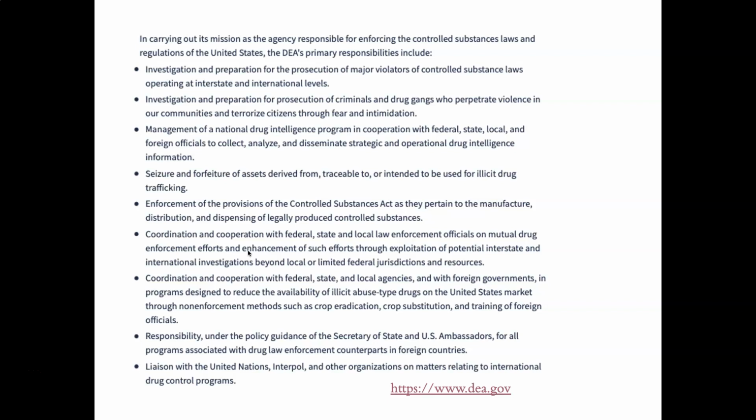They also investigate and prepare for prosecution criminals and drug gangs who perpetuate violence in communities and terrorize citizens through fear and intimidation. They manage a national drug intelligence program with federal, state, local, and foreign officials to collect, analyze, and disseminate strategic and operational drug intelligence information. And again, what they're really trying to do is stop people who are trafficking in controlled substances or illegal substances at the interstate or international levels.